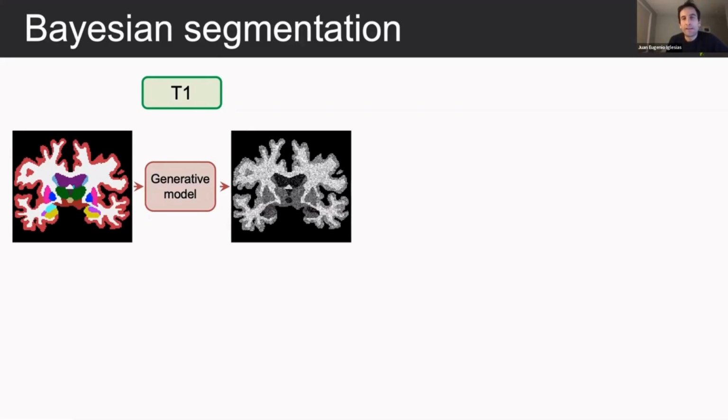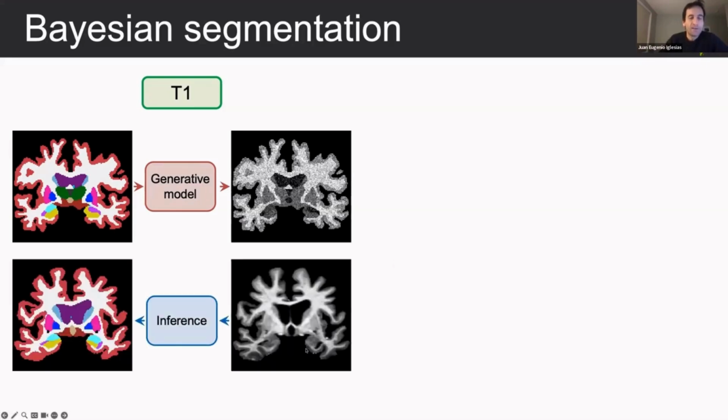And now at test time, at inference, you are just saying, well, if you give me an image, and also a probabilistic atlas, but let's forget the atlas for now, if you give me an image, you're saying, well, according to my model, what's the most likely segmentation that generated this image? So you are inverting, so to speak, the model, Bayes' rule.